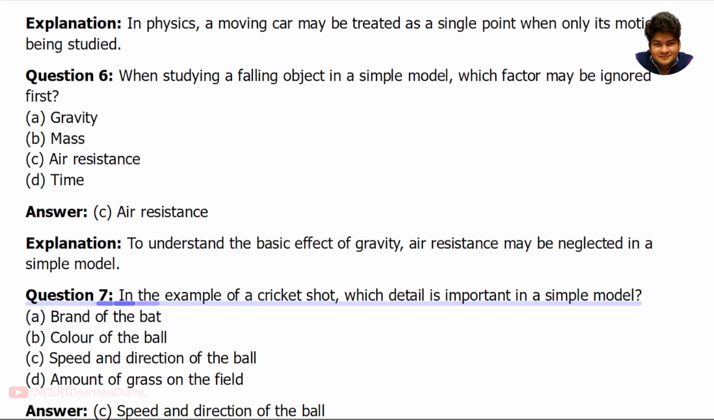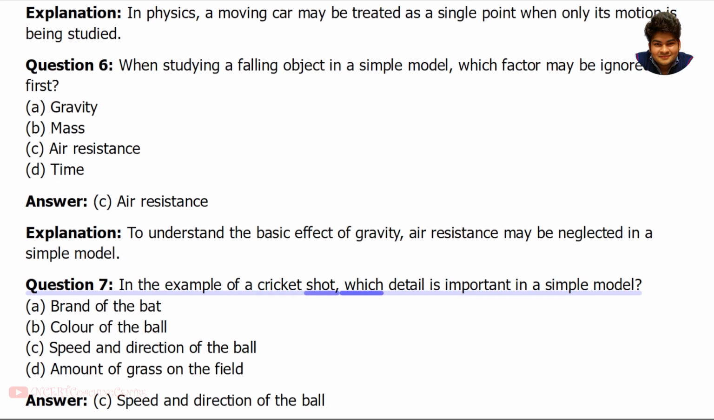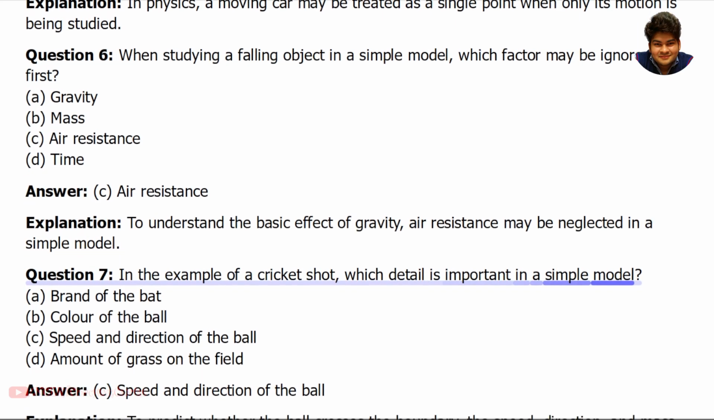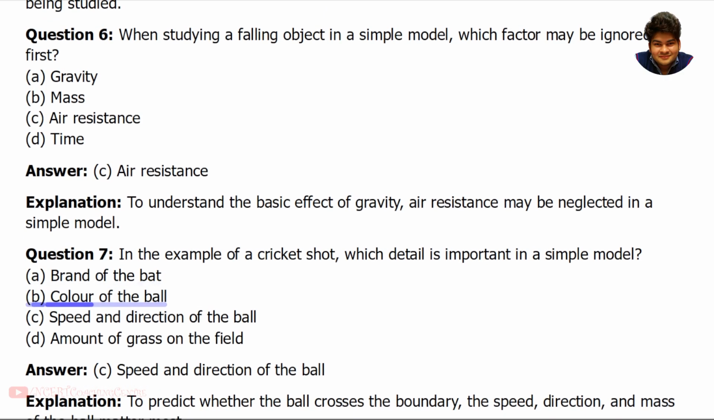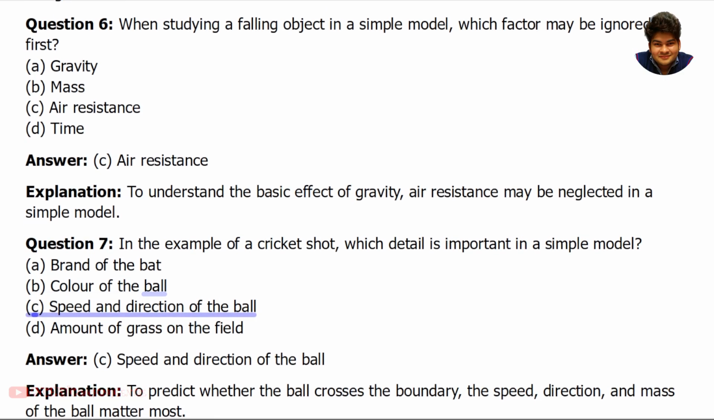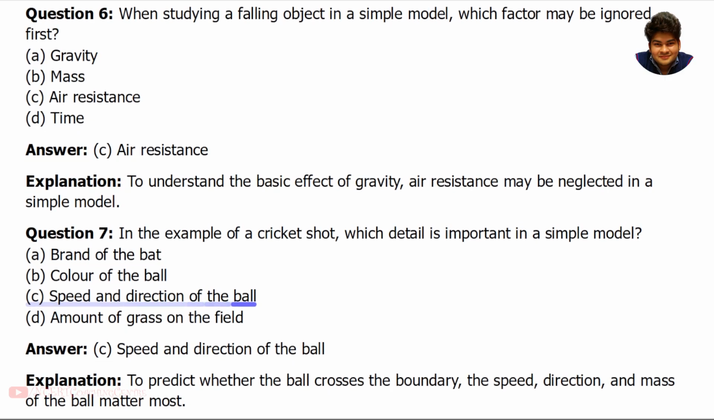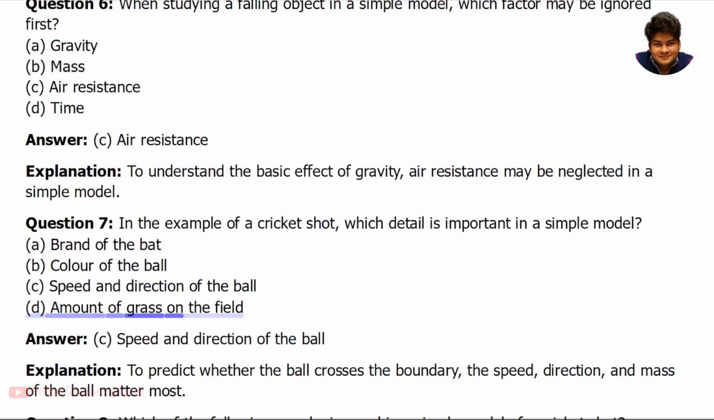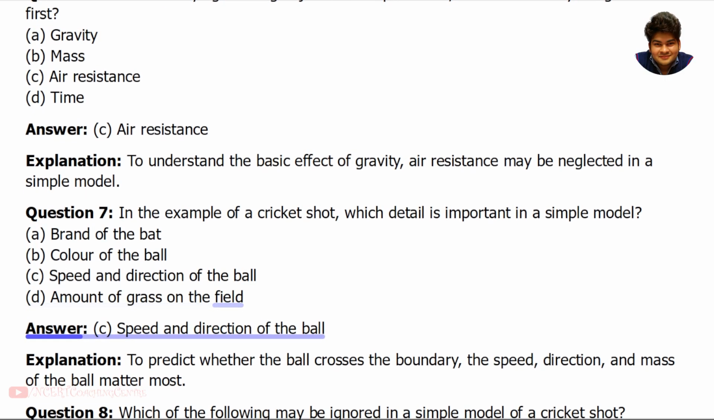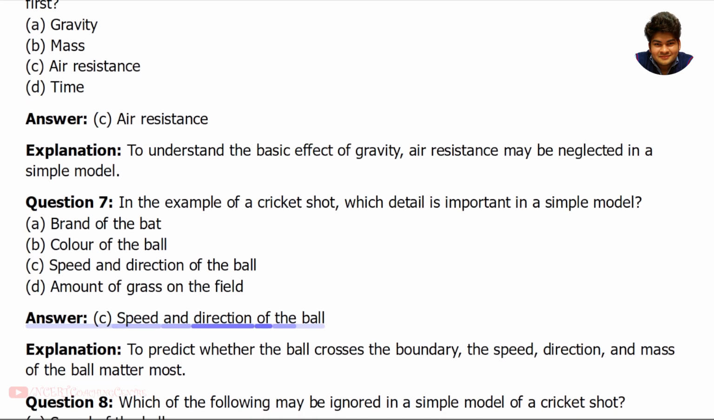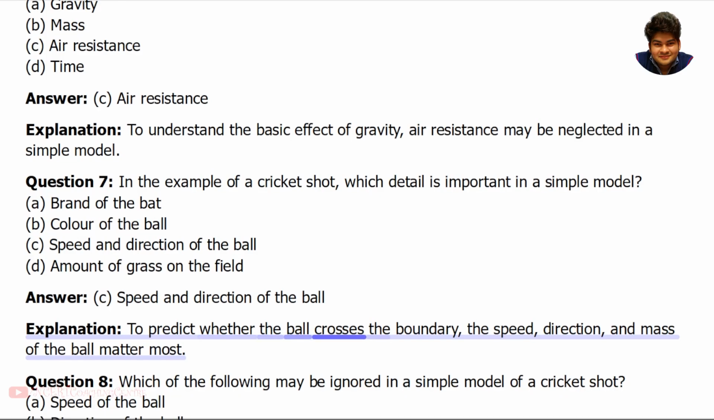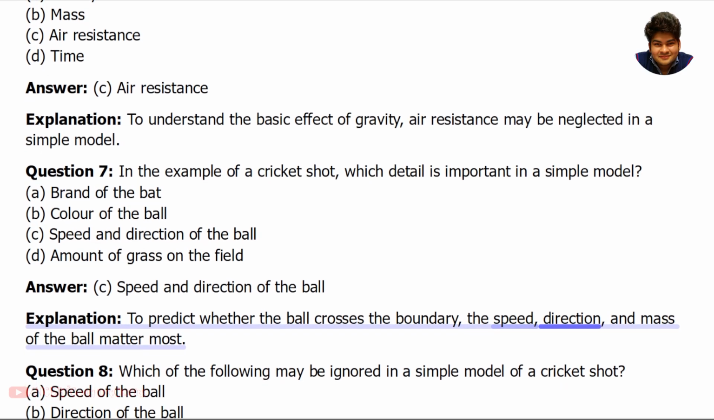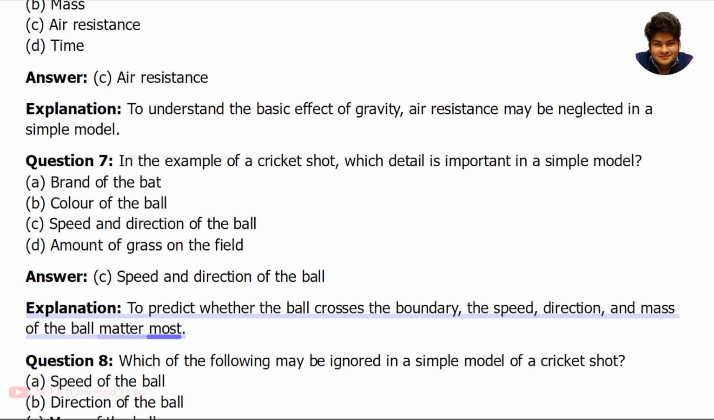Question 7. In the example of a cricket shot, which detail is important in a simple model? A. Brand of the bat. B. Color of the ball. C. Speed and direction of the ball. D. Amount of grass on the field. Answer: C. Speed and direction of the ball. Explanation: to predict whether the ball crosses the boundary, the speed, direction, and mass of the ball matter most.